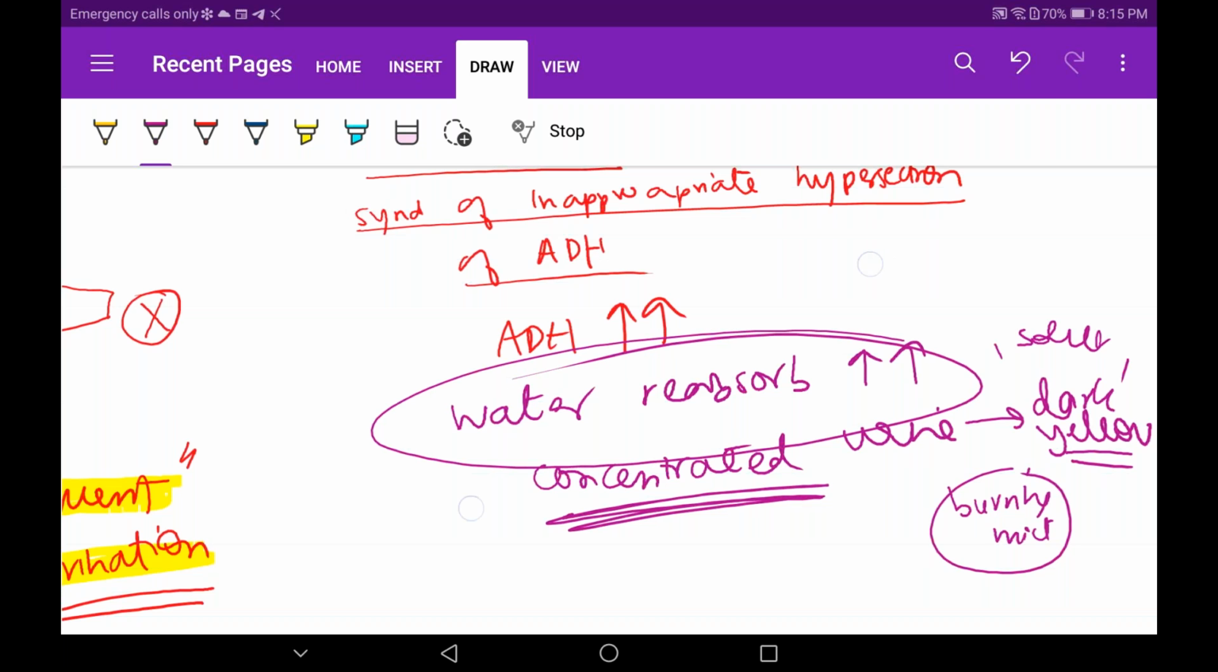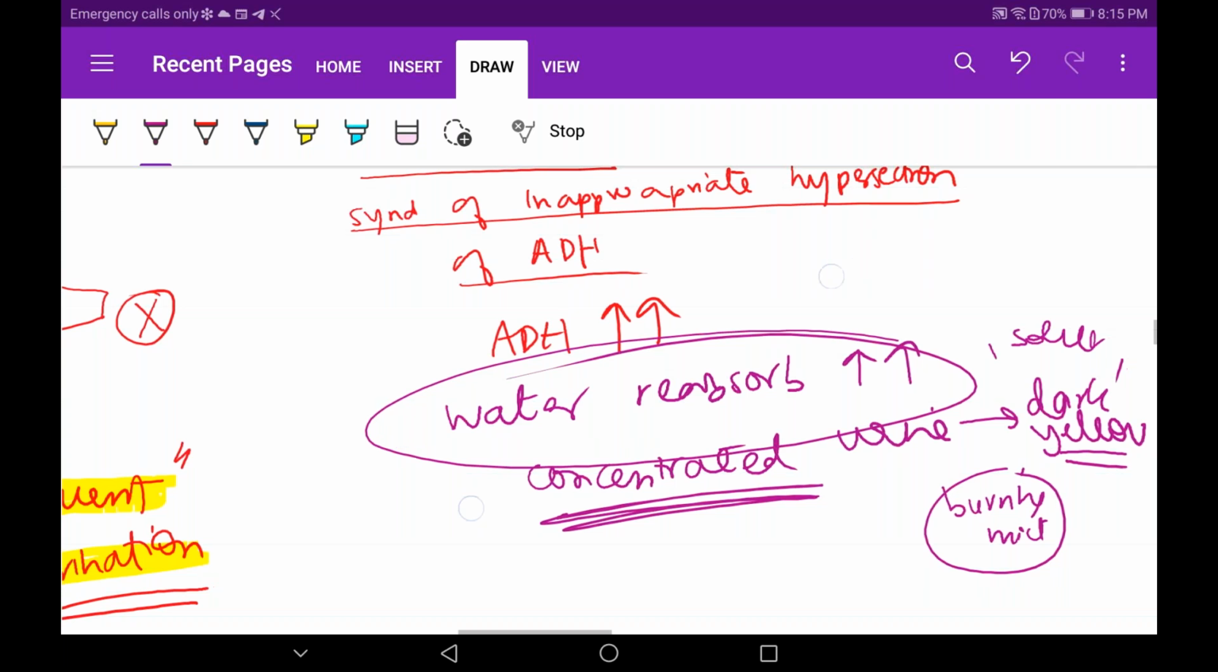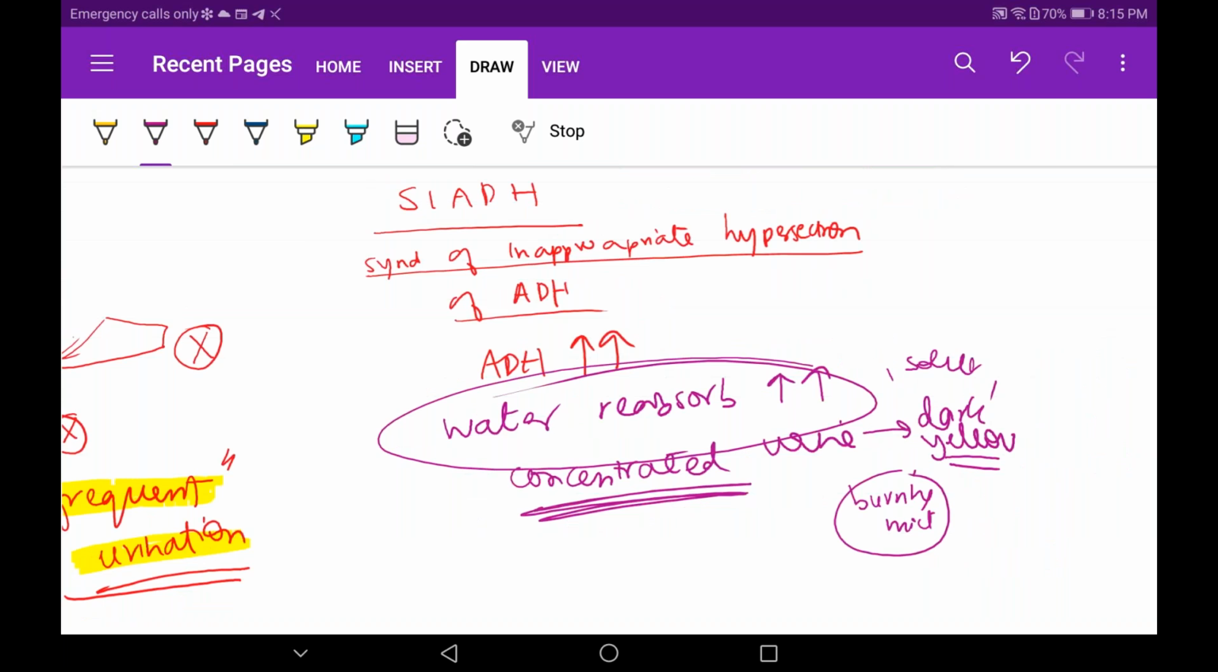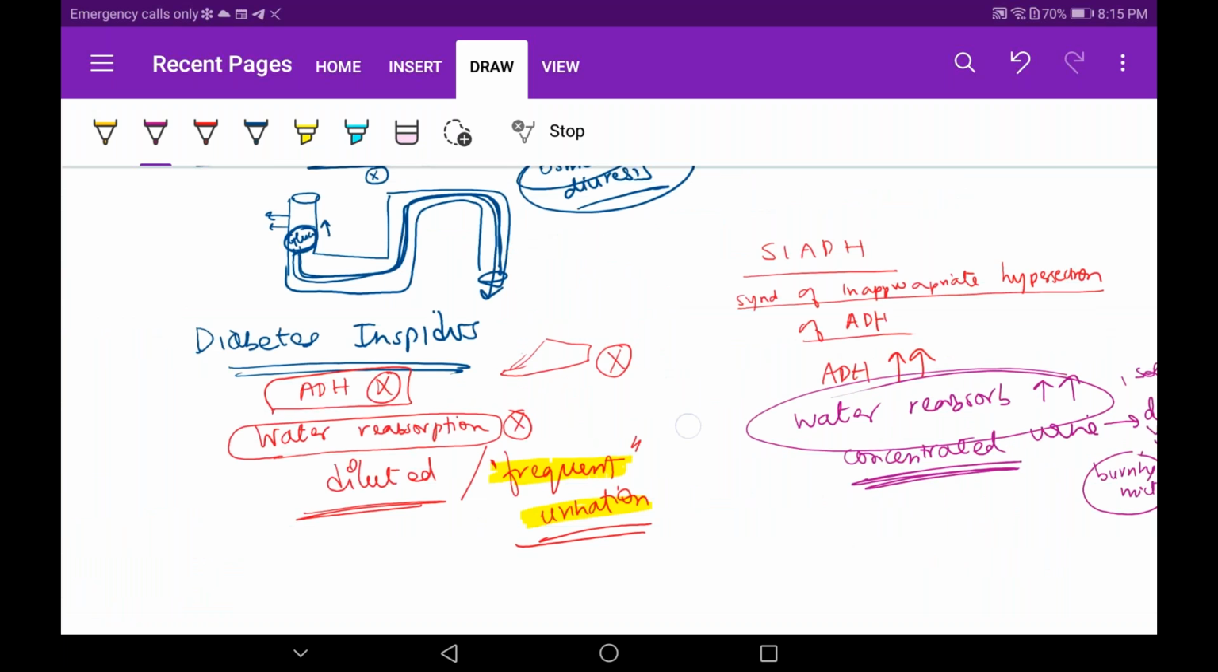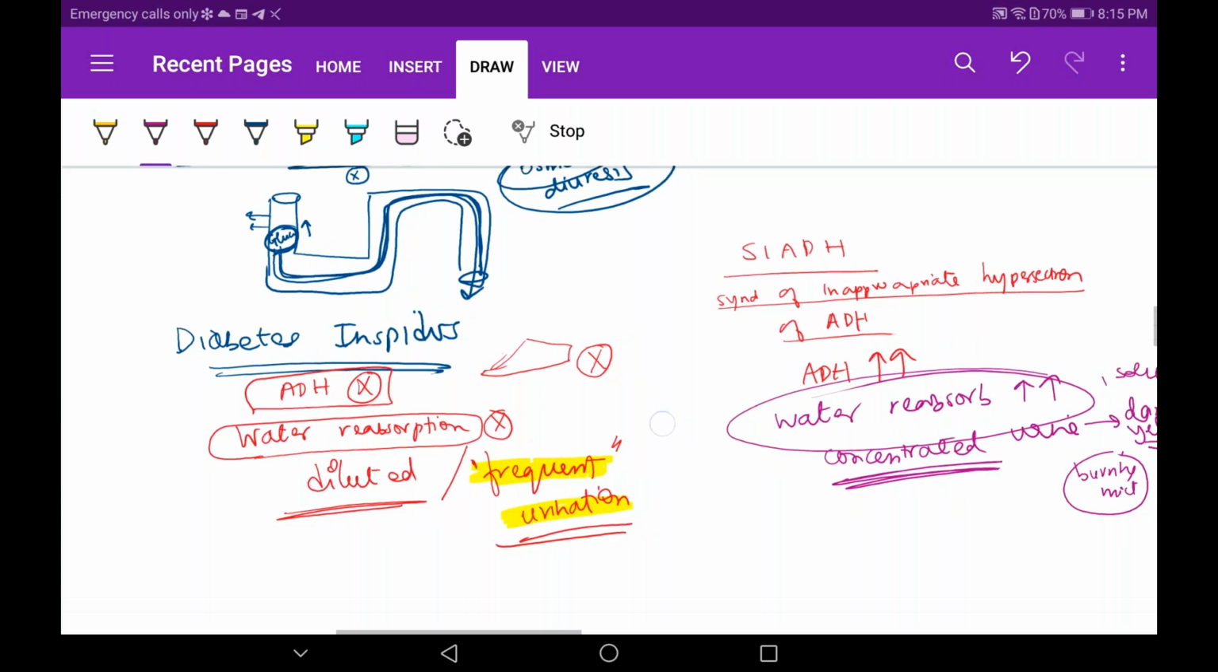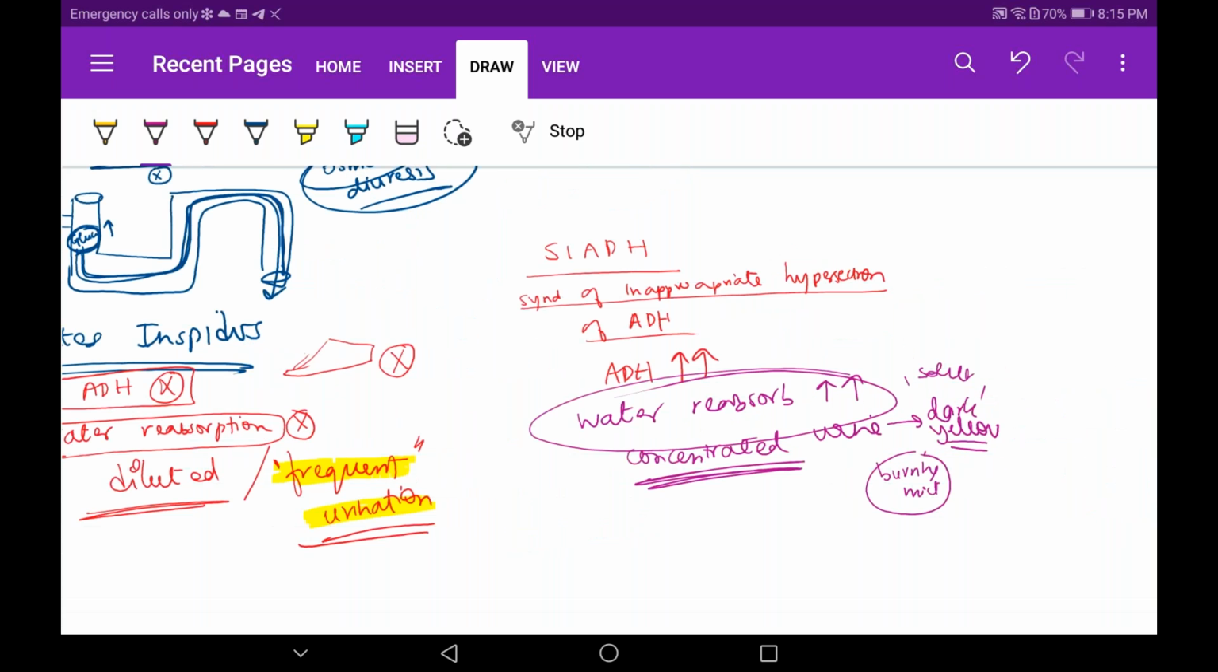Nothing much is there. Diabetes insipidus: no ADH, so no water reabsorption, so frequent urination. SIADH, syndrome of inappropriate hypersecretion: ADH will be more, water reabsorption will be more, so excessively concentrated urine. Diabetes mellitus patient, what will be there? Glucose will be more. So what will happen?